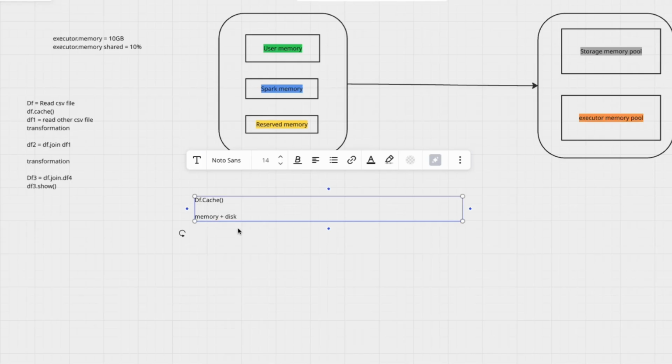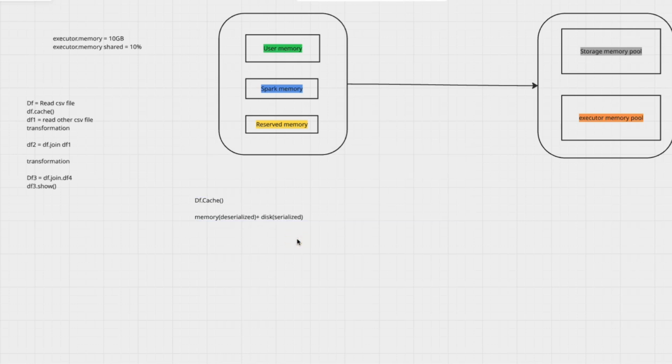Now in the memory, the data is deserialized. Data is not in a serialized way. But on the disk, the data will be in the serialized way. So what is the difference between these two? When data is serialized, it will use less volume or less storage. For example, you have 15 GB of data. After serialization, the data will hold around 12 GB or 10 GB. But deserialized, the data will be the same volume; if it is 15 GB, it will occupy 15 GB.